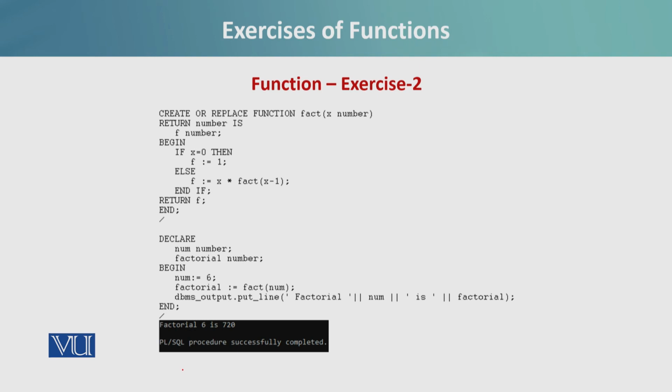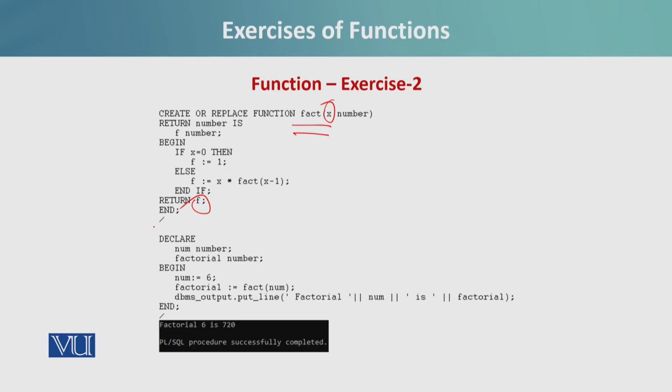For example, we have a function called fact, and we are taking a single variable as an in parameter. So we say that for x equal to 0, the factorial is 1. For the rest we say x into fact of x minus 1. So it will return a single f, which is a factorial value. Now we have to execute this function.